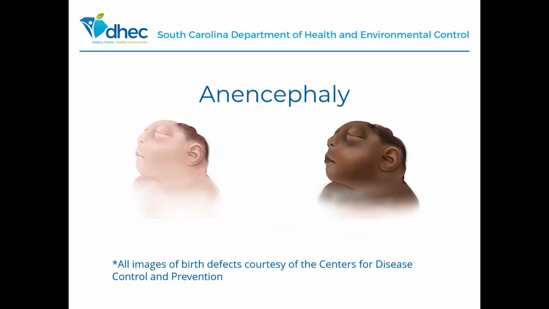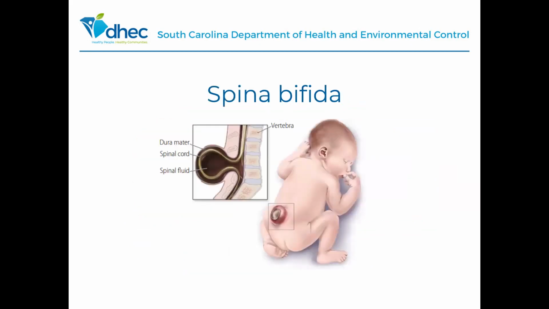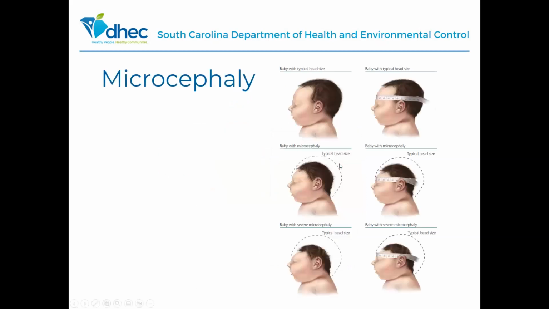This is an example of a birth defect called anencephaly. All images of birth defects are courtesy of the Centers for Disease Control. In this birth defect, part of a child's brain is missing. Spina bifida is one that might be more well-known. In this defect, the child's spinal cord is impacted at different stages. The higher up, the more severe the case. Microcephaly is a birth defect that can be caused by many different risk factors. In this condition, a child has a smaller than normal head size.